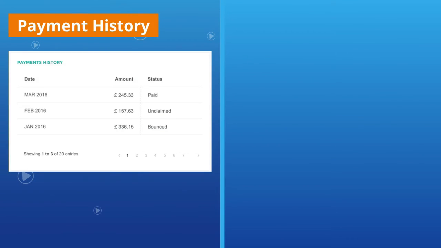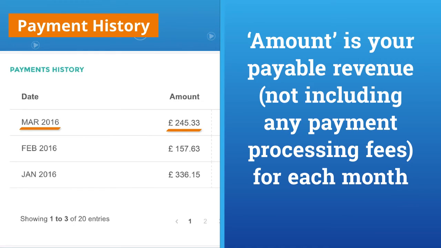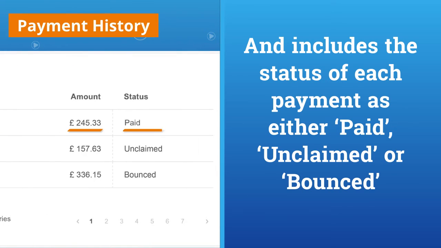Payment history shows your previous monthly net payments in British pounds, but this amount is before any payment processing fees that might be deducted by your payment service provider. It also shows you a status for each payment as either paid, unclaimed, or bounced.